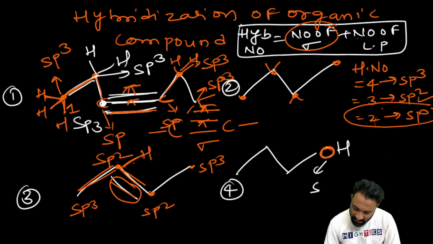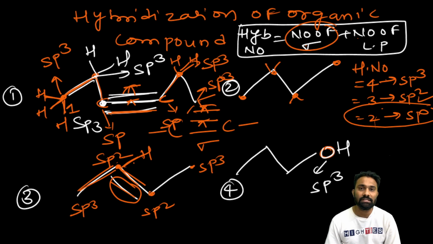Oxygen hybridization is sp3. Sir, how is it sp3? Now listen. Here, this oxygen has 1 sigma bond, 2 sigma bonds. Sir, the number of sigma bonds is 2, then hybridization should be sp. Then how are we saying it is sp3, sir?